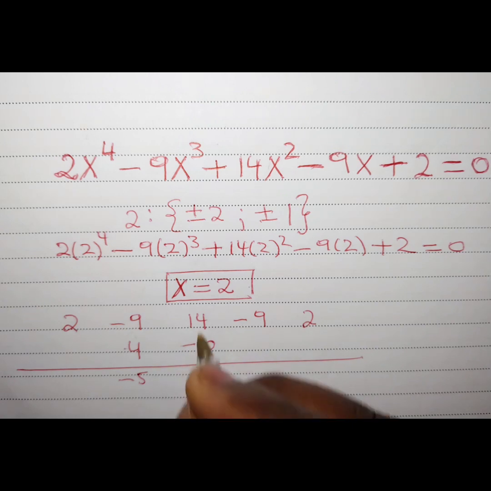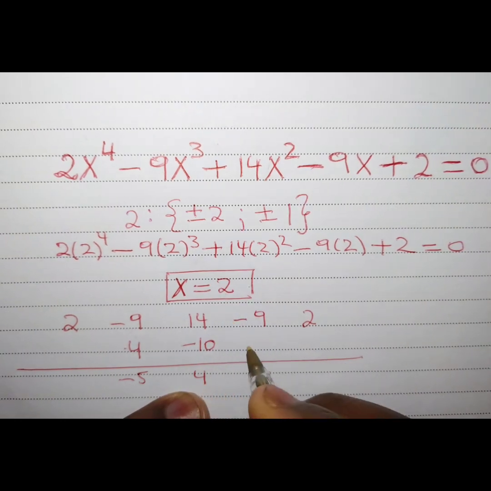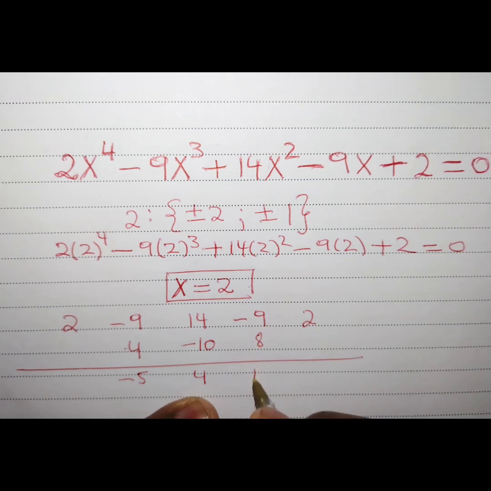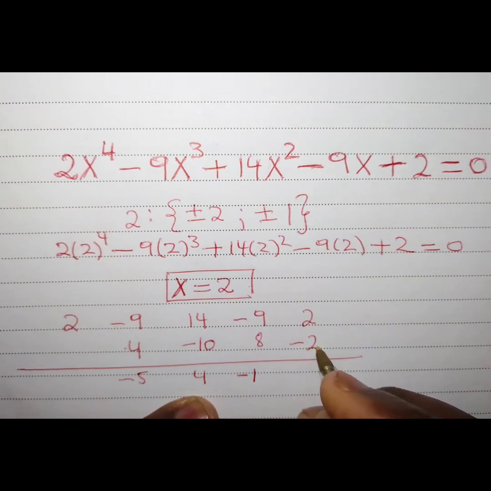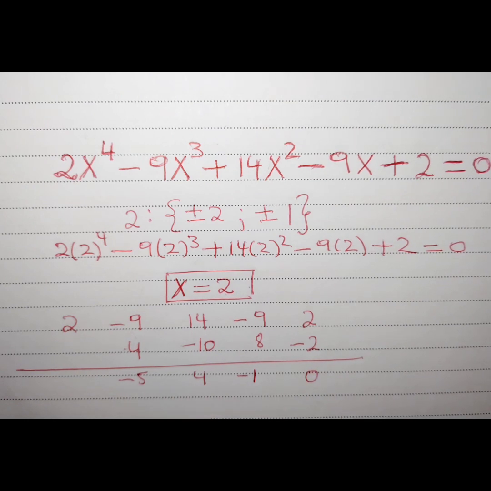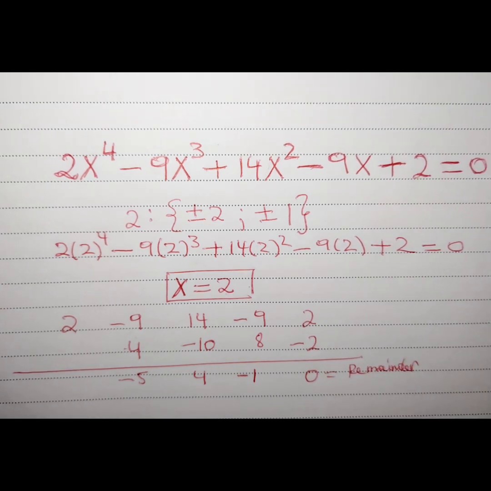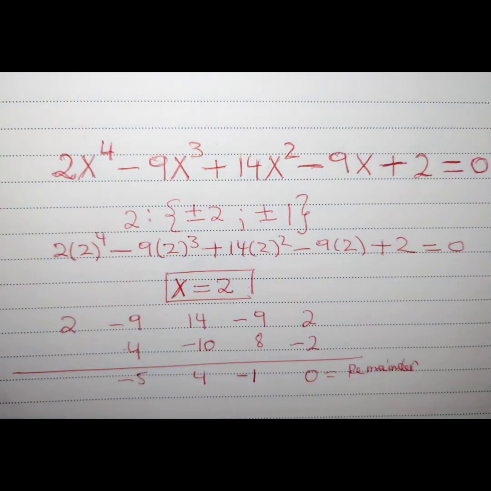14 minus 10 is 4. Then I'm going to take 4 times 2, which is 8. I'll write it under minus 9. Minus 9 plus 8 is minus 1. Minus 1 times 2 is minus 2. 2 minus 2 is 0. So this is our remainder. Ladies and gentlemen, we have a remainder of 0. This confirms that the root x equals 2 is a true and correct root of the quartic equation that we are having there.